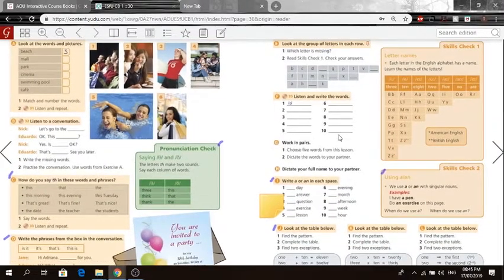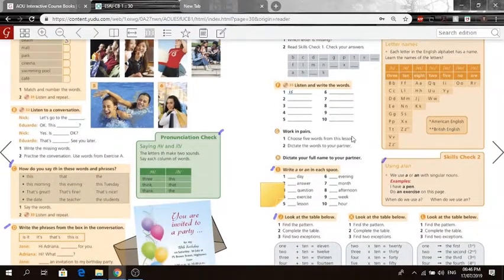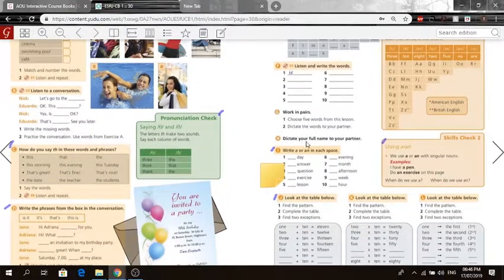Okay. So this is an exercise that you guys can do on your own in your free time. This is just something that's for fun. So exercise G, work in pairs. You can choose any 5 words from this lesson and dictate the words to your partner. Or if you don't want to use it from this lesson, if you have a few words up your sleeve, you can use it on your partner. Whether it's positive, negative, whatever you see fit, use it. Okay. So dictate your full name to your partner. This is also something that you can do: state your full name to your partner.